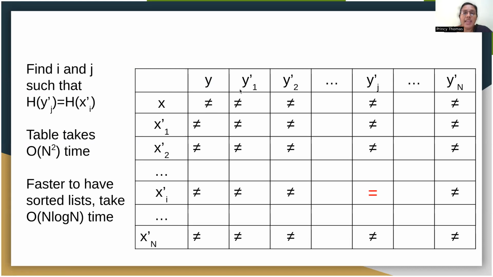Okay, but there are n variations of Y, that is 2 raised to m by 2 variations of Y and 2 raised to m by 2 variations of X dash. And we check in this table, is there any Y dash and X dash which has got the same hash? Now if we do it in a table format, the time complexity is order of n square. But if we use sorted lists, then the time can be decreased to order of n log n.